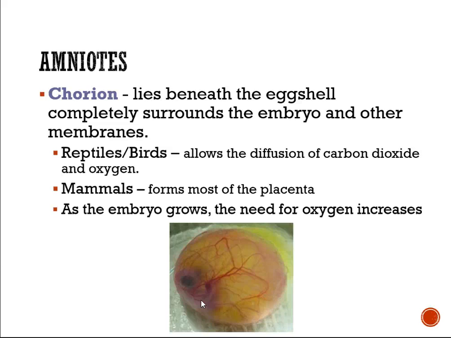Okay, the chorion lies just beneath the eggshell, and it surrounds the embryo completely. All the other membranes, everything is inside the chorion, okay? And then in reptiles and birds, like I said, it's going to allow the diffusion of gases. For mammals, it's actually going to form most of the placenta, so it'll surround the embryo and form the placenta as well. Now, as the embryo grows, obviously the need for oxygen increases, but the great thing about the chorion is that it gets bigger as well, and so you get more surface area, and that's pretty fun.